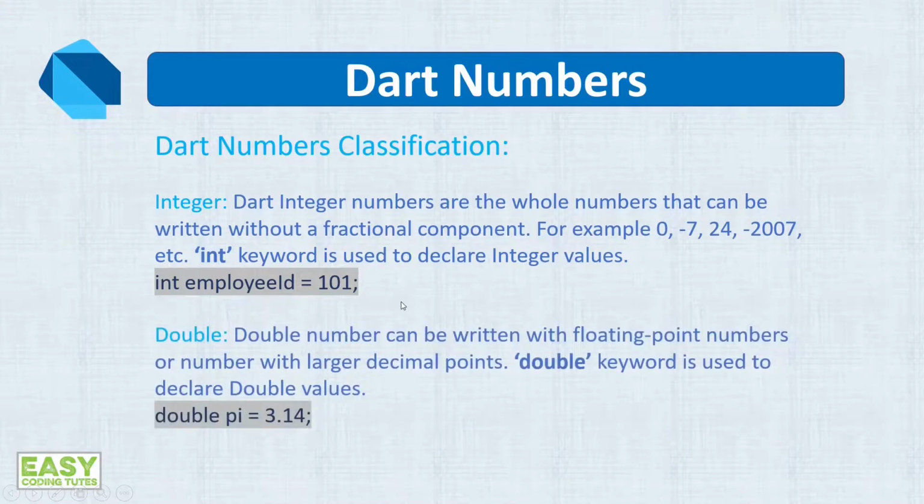The second one is double. A double number can be written with floating point numbers or numbers with larger decimal points. The double keyword is used to declare double values. So here we have an example for a double value: double pi is equal to 3.14.